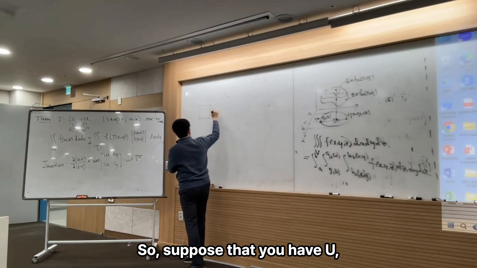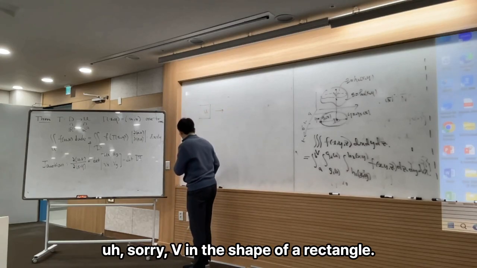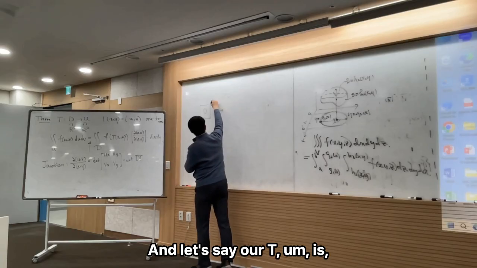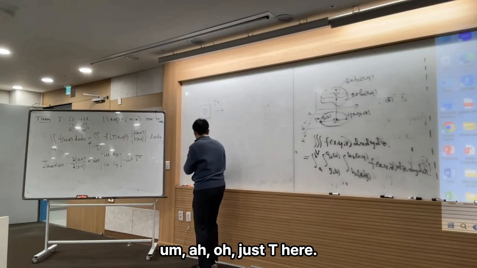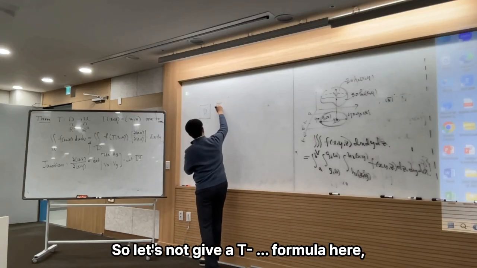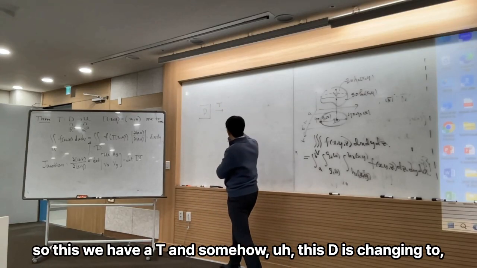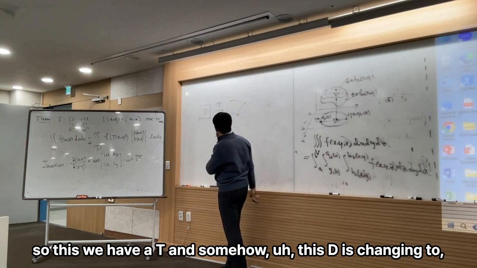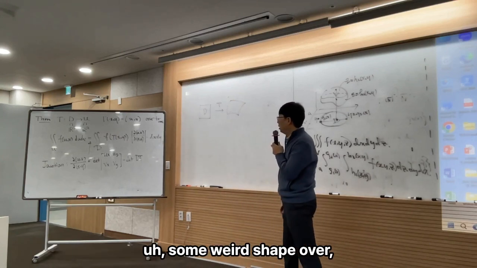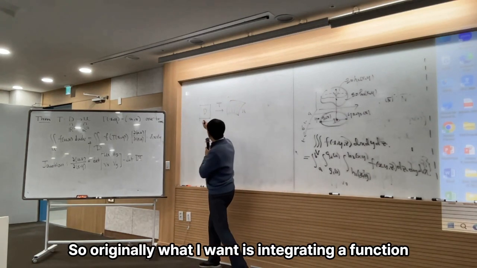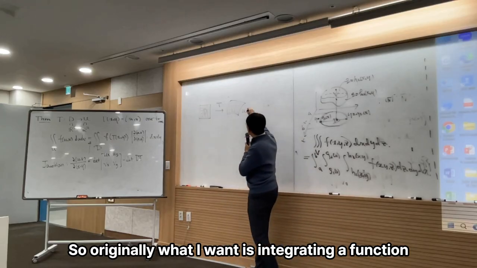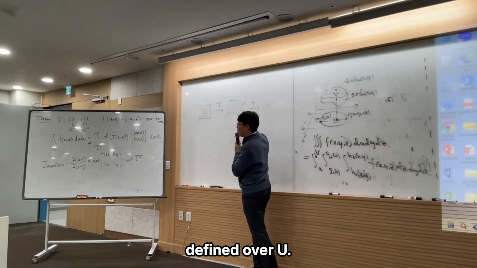Okay, so suppose that you have D as a shape of a rectangle, and let's say our T is just T here. So let's not give a concrete formula here. So let's say you have a T, and somehow this D is changed into some weird shape over like this one. Okay. So originally what I want is integrating a function defined over U.